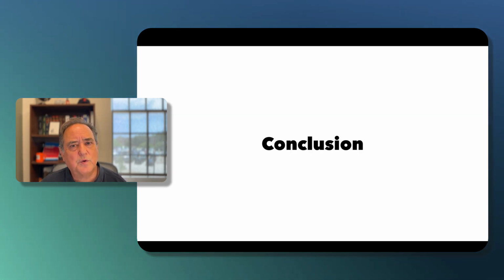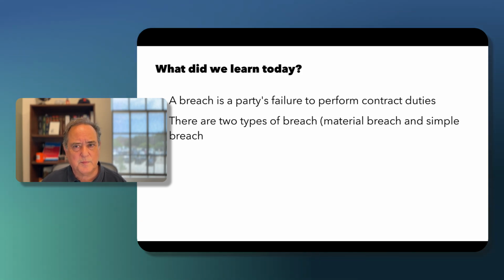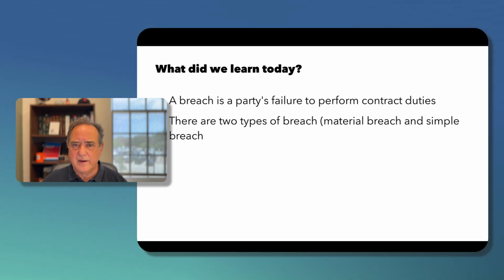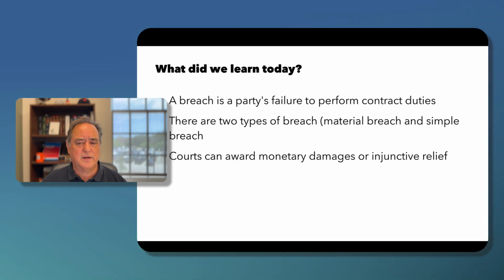So in conclusion, what do we learn today? A breach is a party's failure to perform contract duties. There are two types of breach, material breach and simple breach. Be able to recognize those on your test. And we know that courts can award monetary damages or injunctive relief.